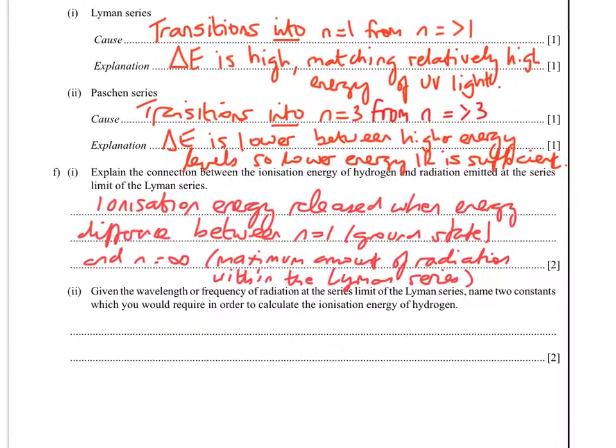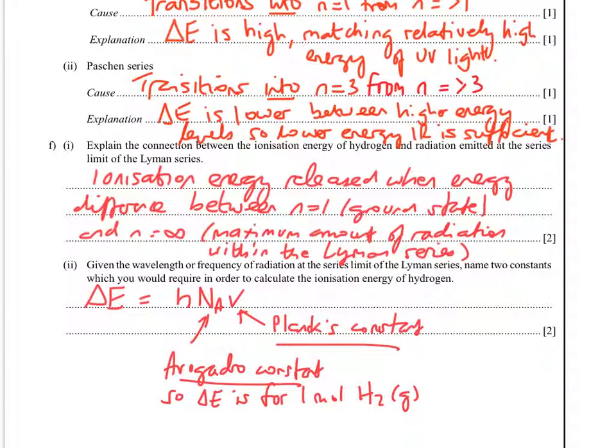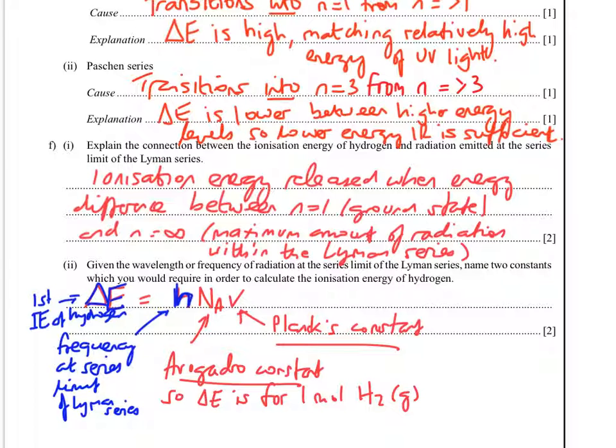So moving the page down a little bit, the final part says, given the wavelength or frequency of radiation at the series limit, you need to name two constants which you'd require in order to calculate the ionization energy of hydrogen. Now this came from two particular parts of the expression we looked at a couple of slides ago. So our two constants are the Avogadro constant and Planck's constant. And I've drawn over the other two in blue so you can see them labelled separately. So the first ionization energy of hydrogen would be delta E, and the frequency at the series limit of the Lyman series would be f.